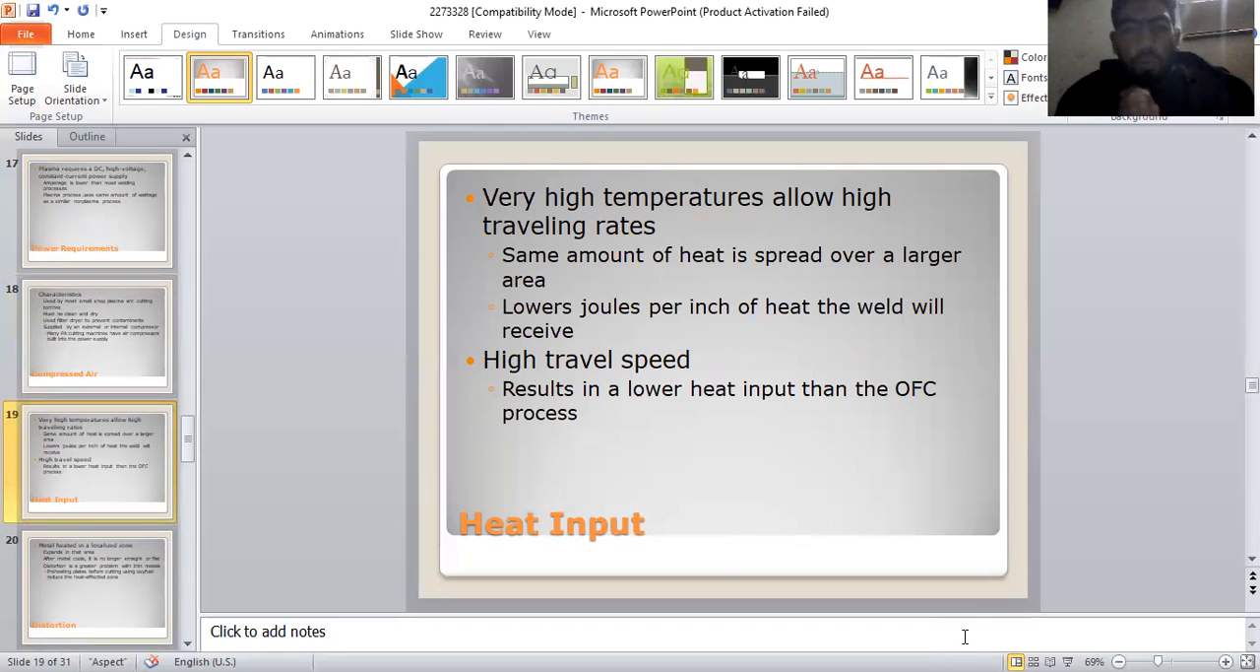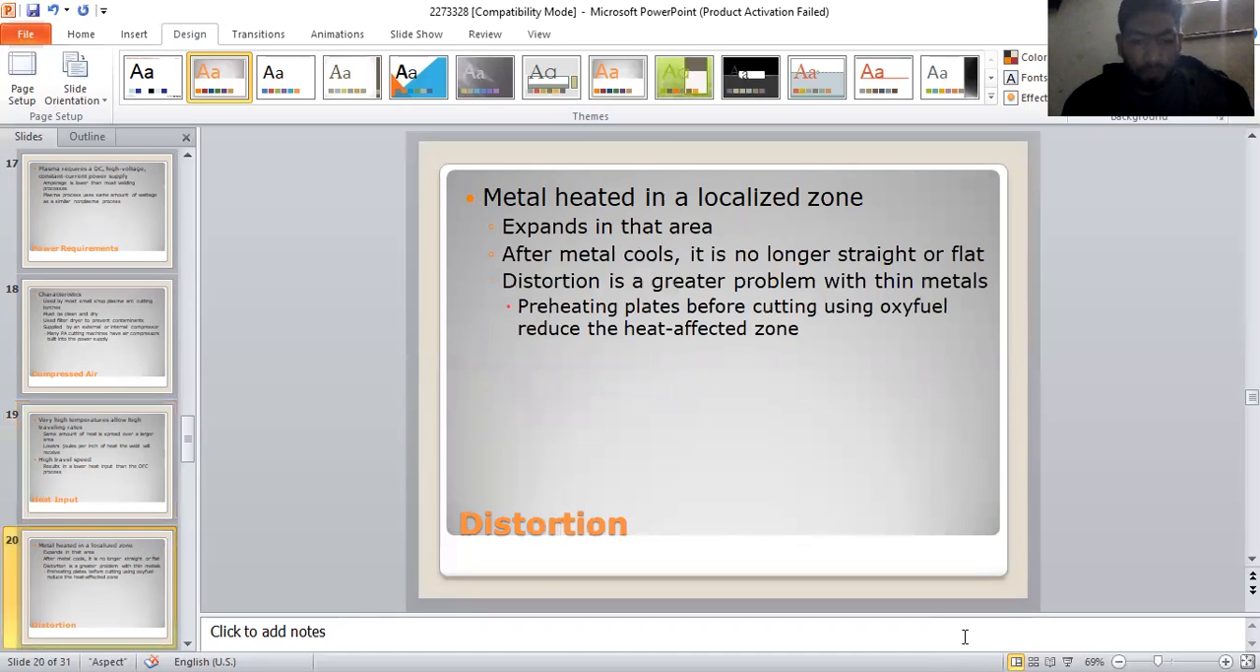So the heat input: very high temperature allows high traveling rates. The same amount of heat is spread over large areas, so lower joules per inch of heat the weld will receive. It must have high travel speed, resulting in a lower heat input in these processes. So the distortion: when we apply heat to the metal in a localized region, it expands that area, and when it cools down, it distorts the whole area.